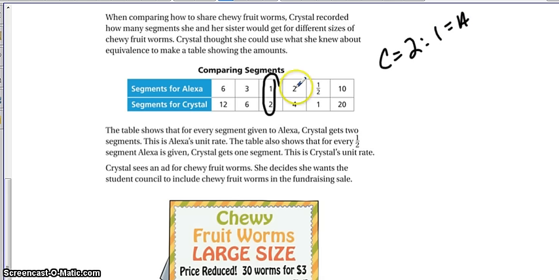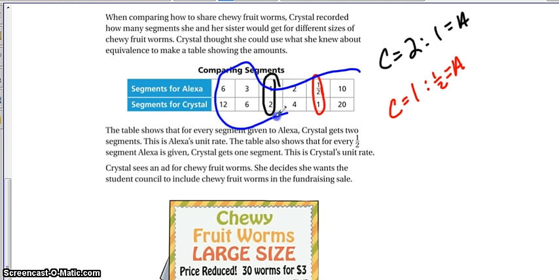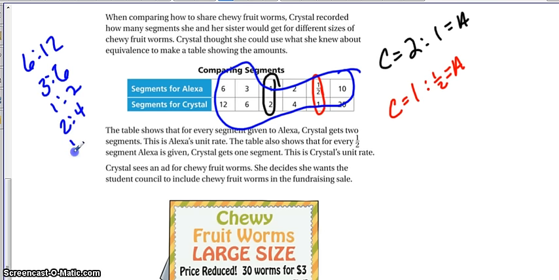This shows us that Crystal gets 2 for every 1 that Alexa gets. And then we multiply that by 2, and we could have 2 to 4. If we divided that up, and we wanted to see if Crystal got 1, how many Alexa got, then that gave us this one, and so Crystal would get 1, and Alexa would only get a half. So all of these ratios, 6 to 12, 3 to 6, 1 to 2, 2 to 4, 1/2 to 1, and 10 to 20 are all equivalent ratios.